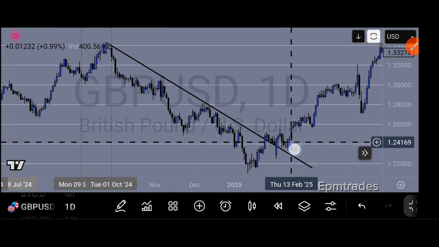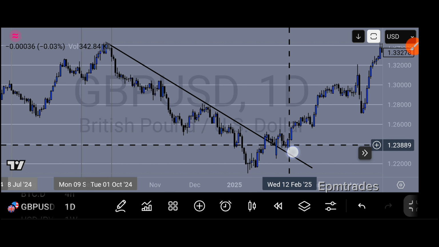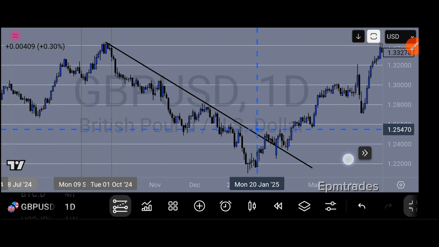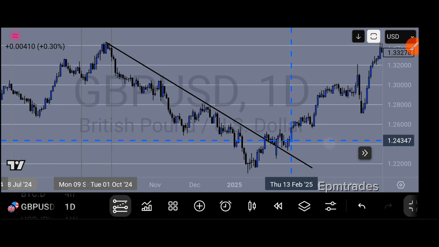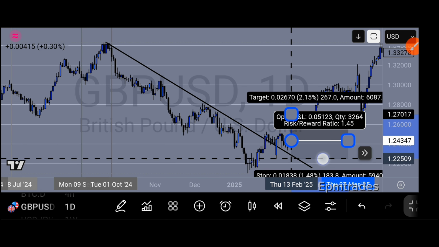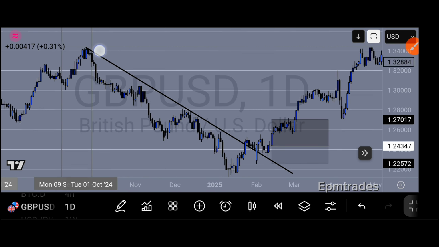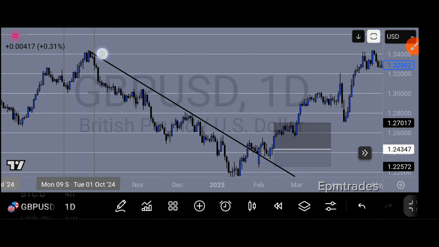So given this confirmation of this engulfing candle, what do we do now? We take the trade, put our position, and where are we targeting? We are targeting the point B and the point A of where the trend line started from.